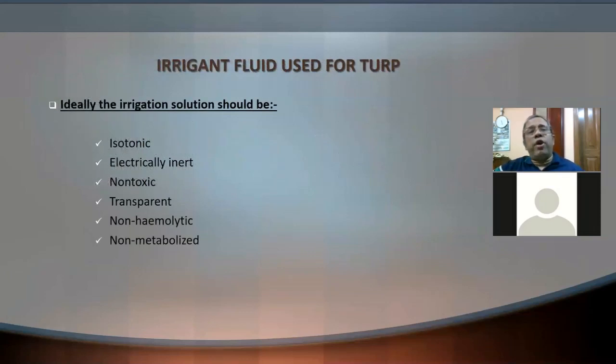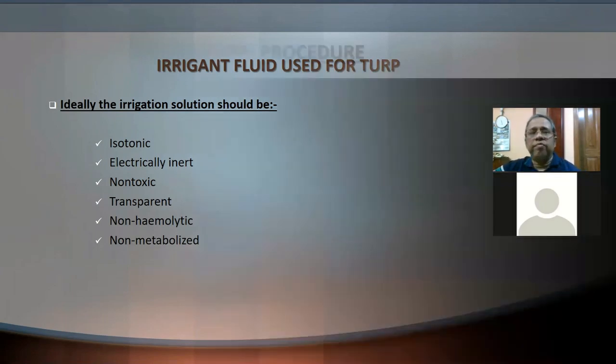Irrigation fluid used for the TURP: ideally the irrigation solution should be isotonic, electrically inert, non-toxic, transparent, non-hemolytic, non-metabolized. These are the things to remember for the use of irrigation fluids.